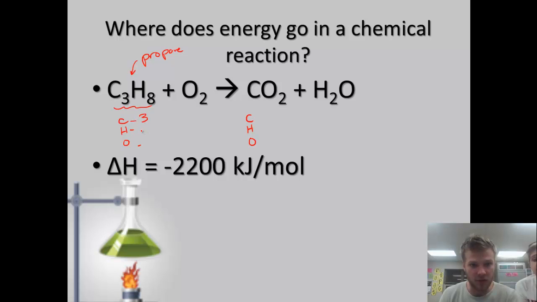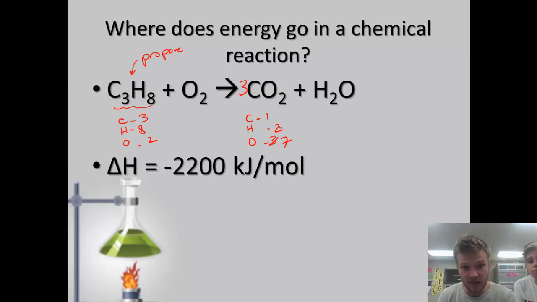I'll quickly do it. This is 3, 8, 2. This is 1, 3, 2. I see I have 8 hydrogens and 2 hydrogens here, so I'm probably going to need to multiply that. But first I'm going to balance the carbon, so I'm going to put a 3 here. Now that's 7 oxygen. Now this is getting hairy.